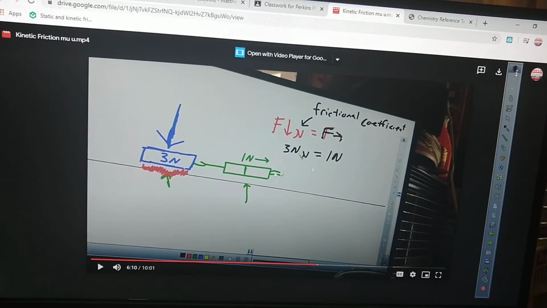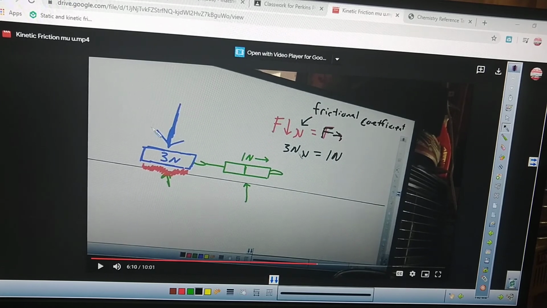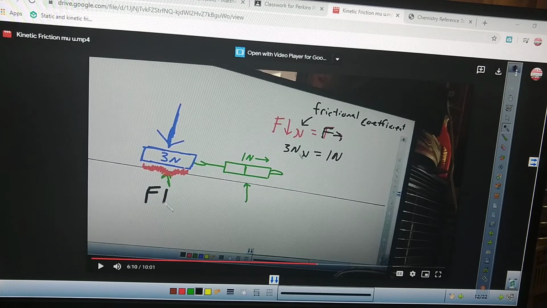Then we did some problems. We said, hey, if this block of wood has a weight downward towards the earth of 3 newtons, and we have to pull on it with 1 newton, what is the mu? Well, the downward force here times the mu is equal to how hard you have to pull sideways. It's equal to the sideways force. So in this situation, this 3 Newton block can be pulled with only 1 Newton.